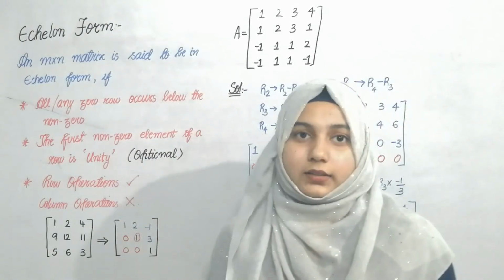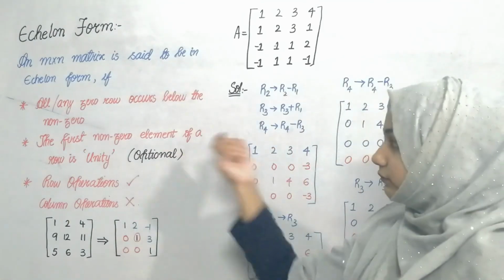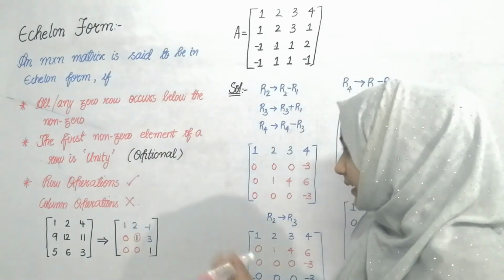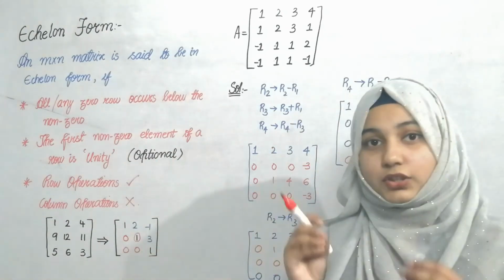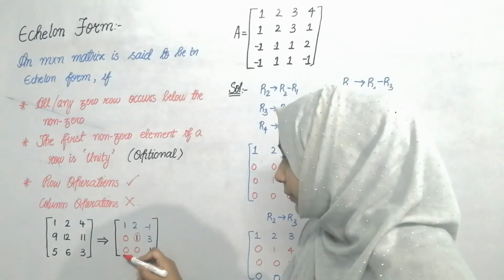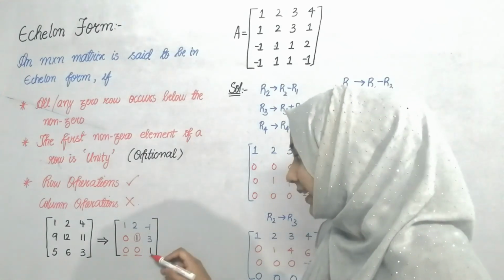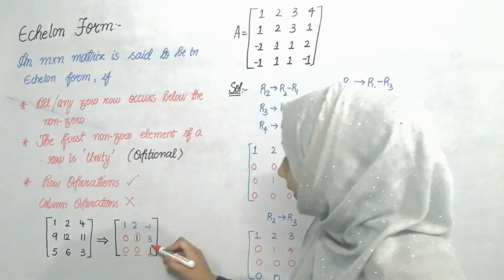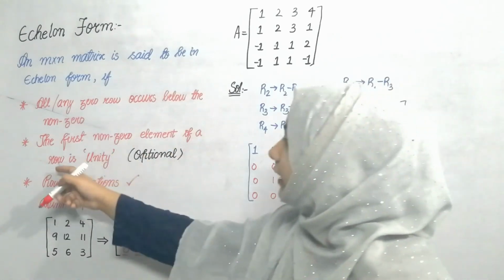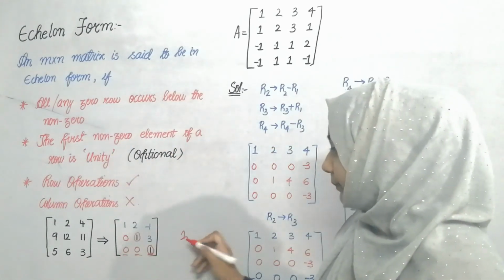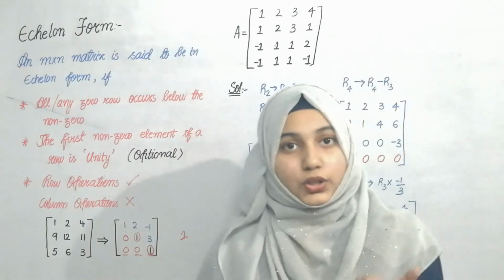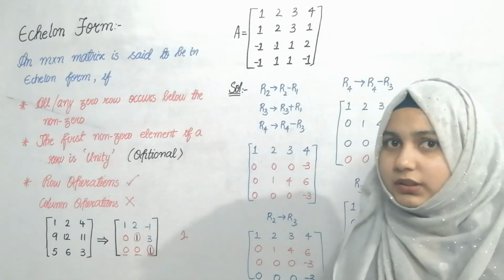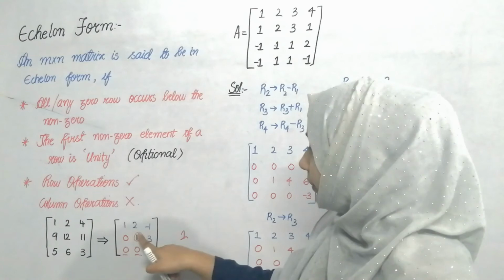It is good if you make it, but it is also fine if you don't. Okay, what does it mean? The first non-zero element of a row. We'll take one row, suppose for example the third row. The first non-zero element of the third row. Is this a non-zero element? No. Is this a non-zero element? No. Is this a non-zero element? Yes. It is 1, so it is not 0. So obviously this element is unity. Unity means 1, okay? The first non-zero element of any row should be unity. Optional, not mandatory.